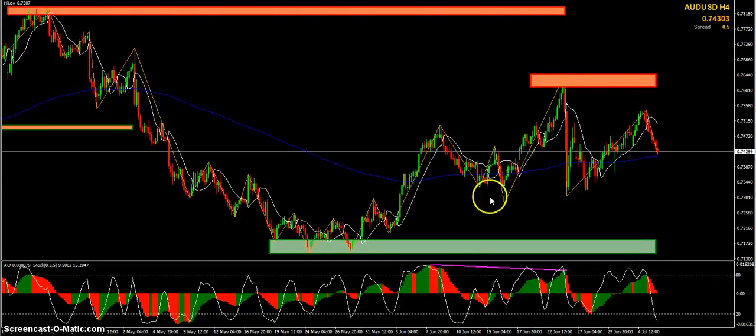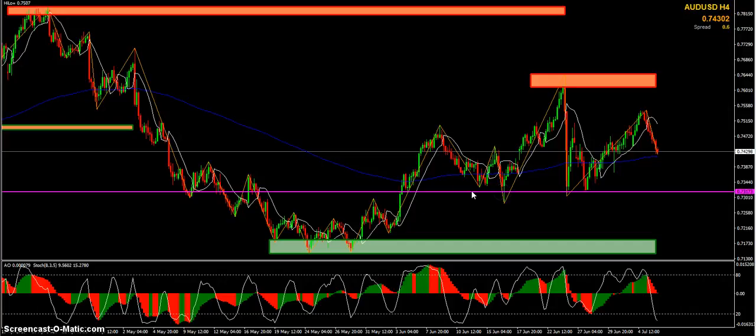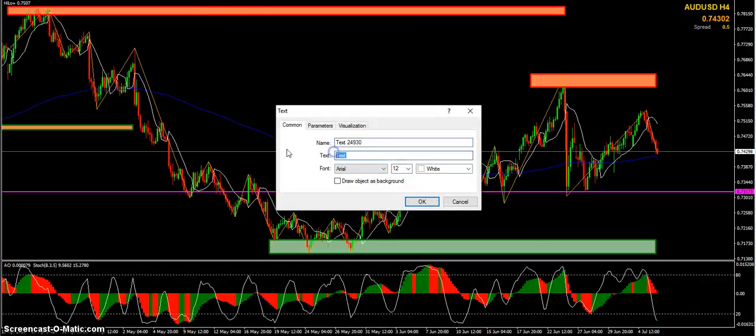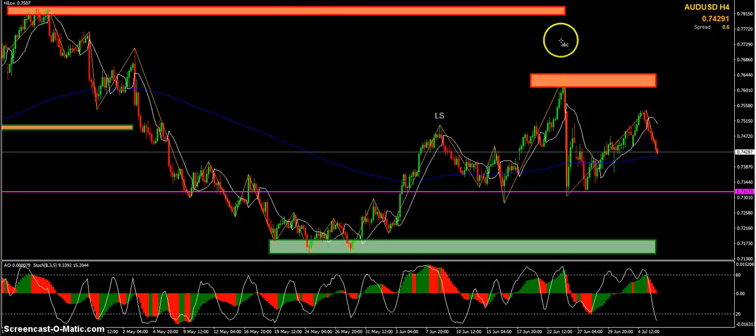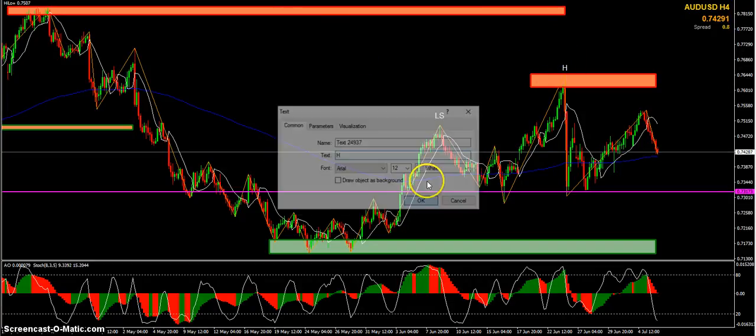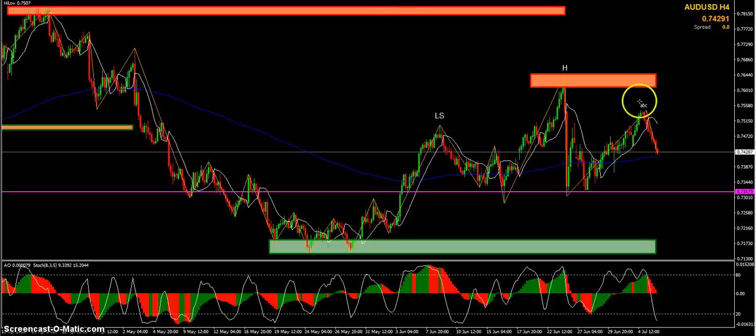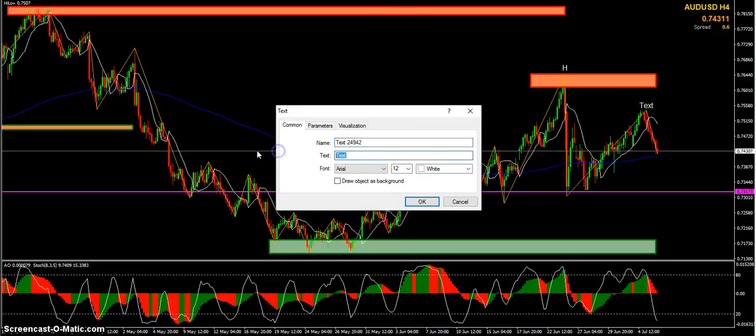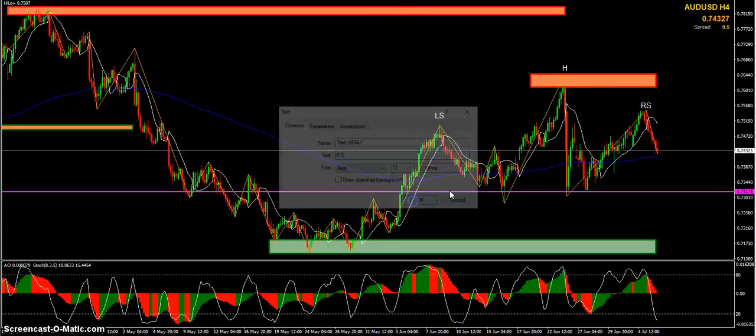What I do want to point out on the Aussie USD on the 4-hour chart is what we seem to have, a head and shoulders pattern. So here we have the left shoulder. I'll just go ahead and drop that in for you with LS for left shoulder. We've got the head over here in the middle, put an H for the head, and then we have the right shoulder over here on the right hand side.